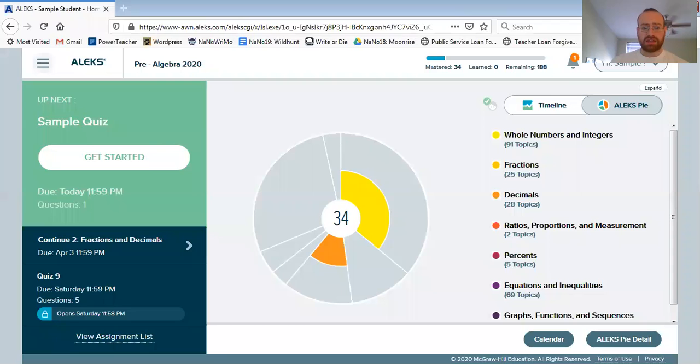So this is a student in ALEKS. Notice that there is a sample quiz that's been assigned. Underneath the quiz is also the option to continue working on our pie. So I see that this quiz is due today, so I have to make sure I get to it.